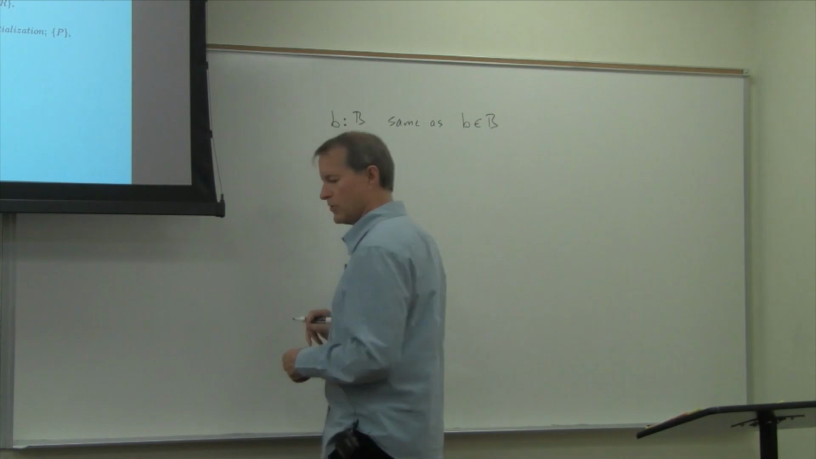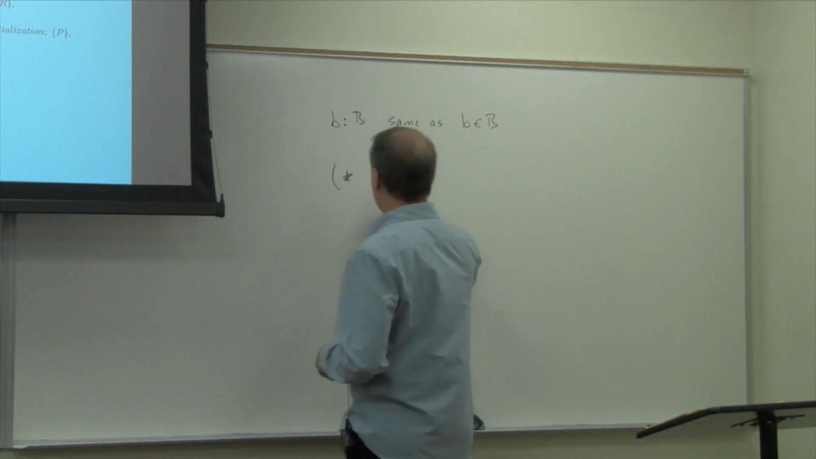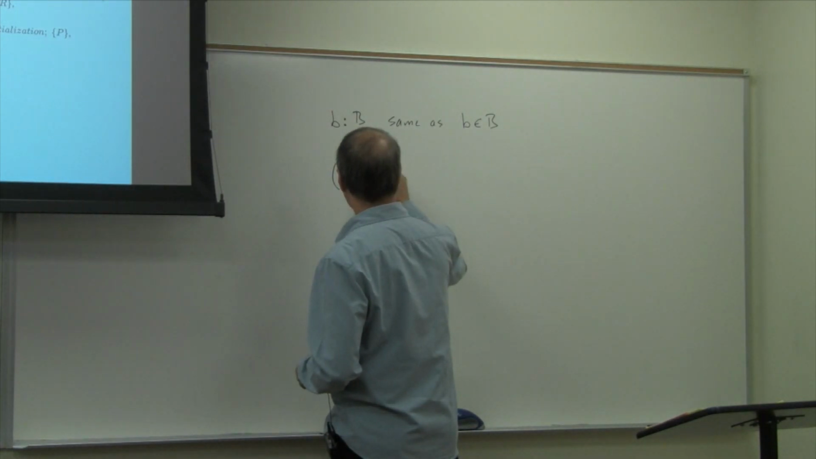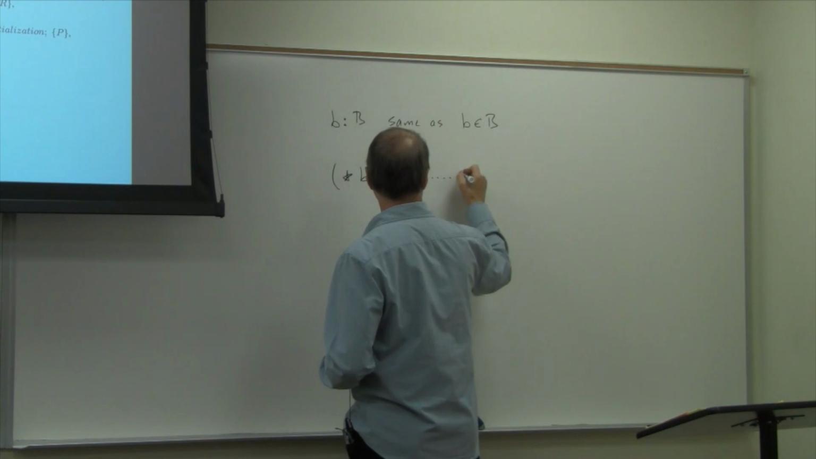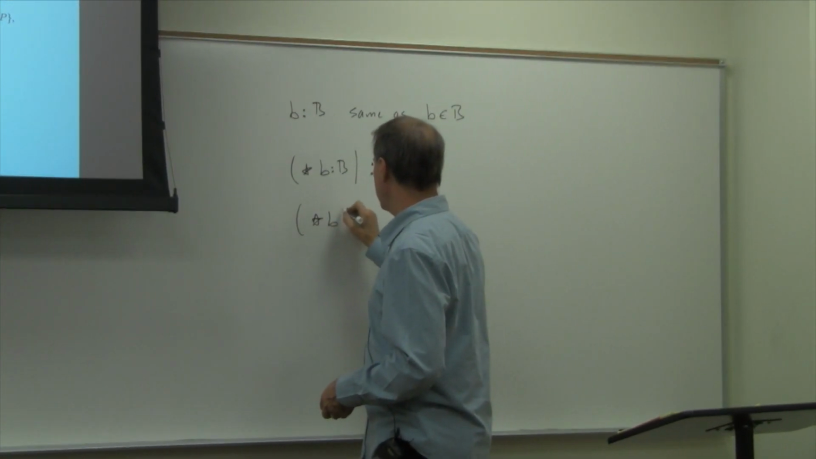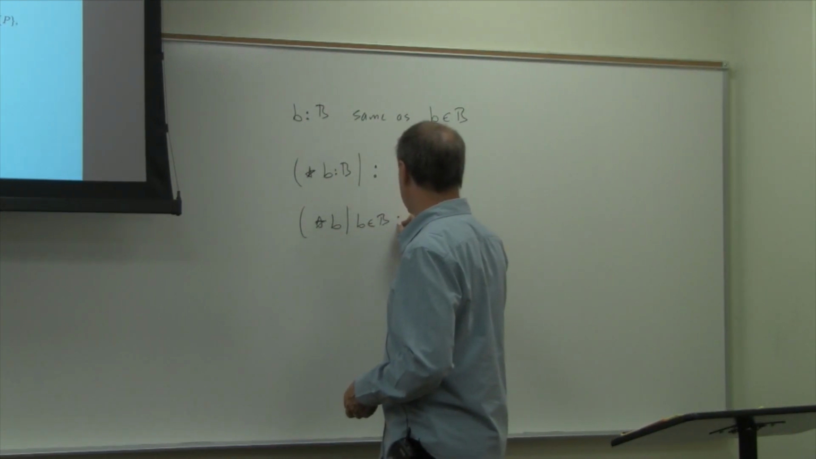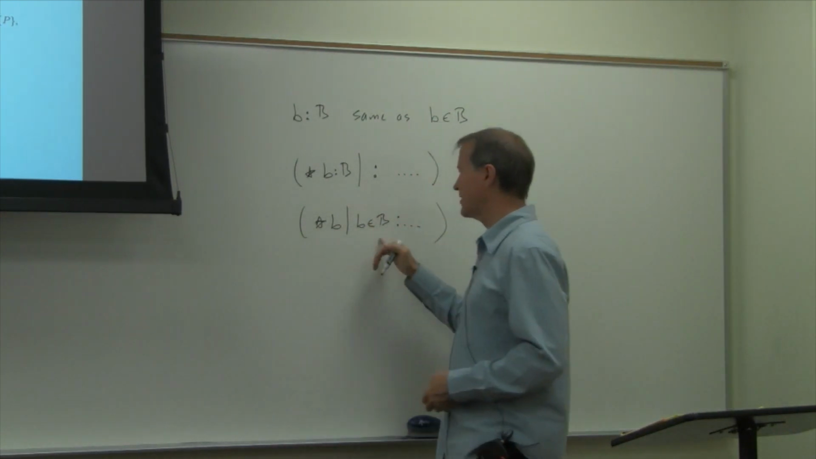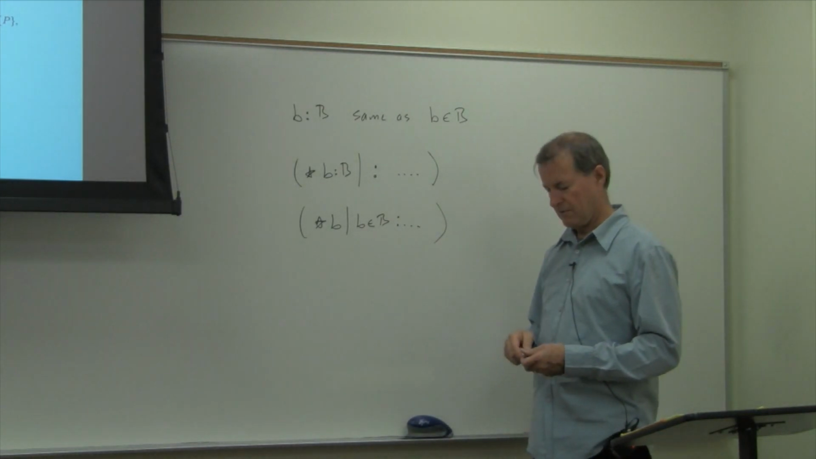Can we do this in general? Yeah, you can do this in general, right? If you say star b, type B, range true, blah blah blah, this is the same thing as saying star b, range b is an element of big B, blah blah blah. I mean, these are the same thing. In this, we had b as an element of B.